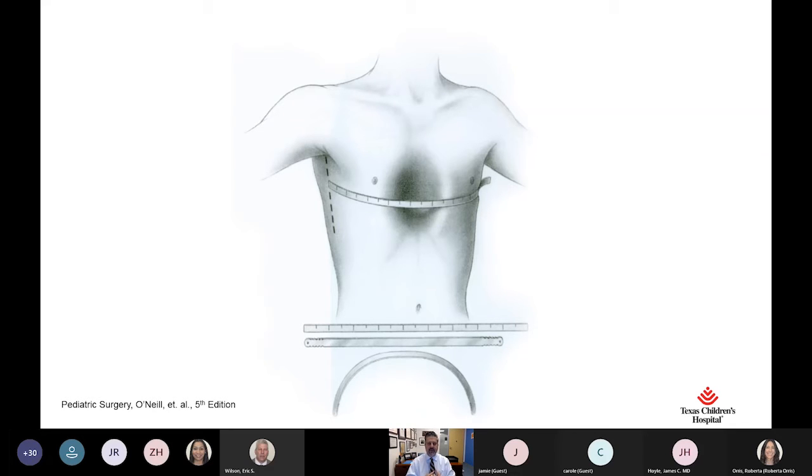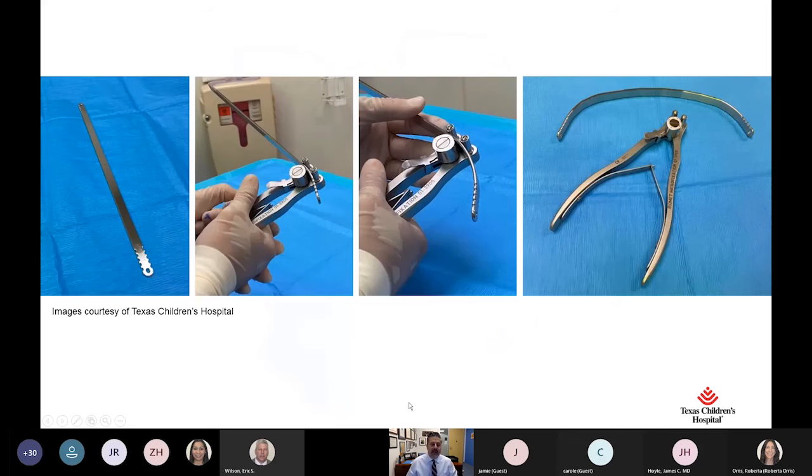At the bottom, you see a straight bar, which is here, and then a curved bar, which is here. All the bars come straight. We bend them to the shape we want the chest to be. And this is how we use it. We use some specialized tools. On the left, you see the straight bar. On the right, you see the final result. This is the shape that I want the chest to conform to when we place this across the mediastinum.